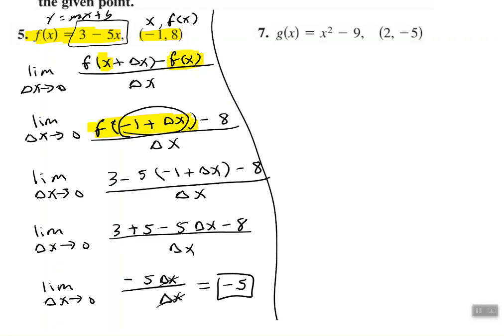Alright, so this next one we have g of x equals x squared minus 9, and we're given the point 2, -5. So I'm going to label the 2 as x and the -5 as y, or f of x. In this case, g of x.